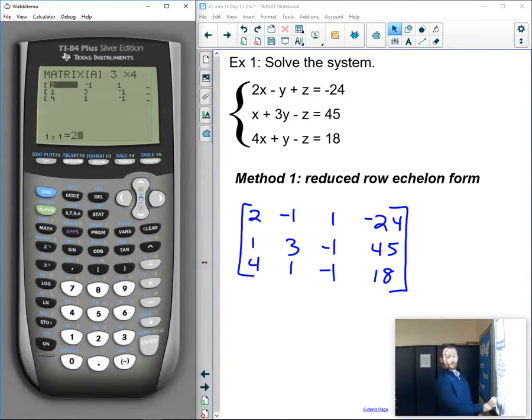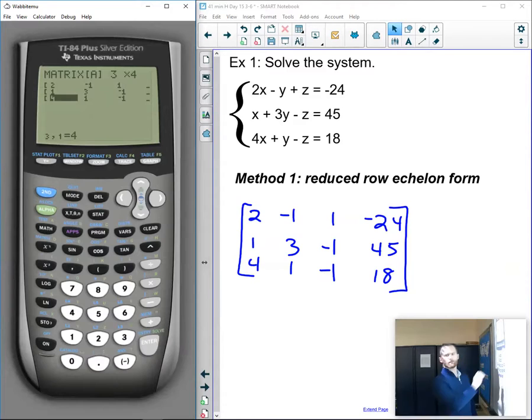So now let's enter this in. 2, enter, -1, enter, 1, enter, -24. Enter brings us to the start of the next one. 1, 3, -1, 45, and 4, 1, -1, and 18. So I'm just double checking, -24, 4, 18, enter.